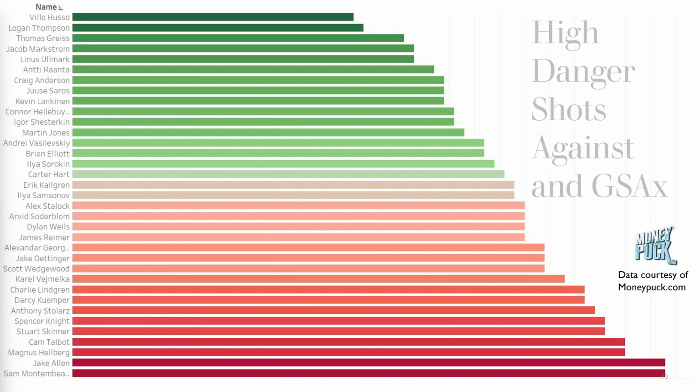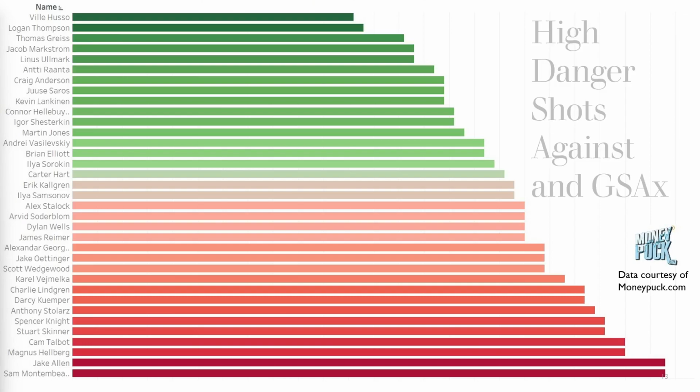Now you also see a few waiver options here. Antti Ranta, Craig Anderson, Kevin Lankinen, Martin Jones, Brian Elliott, Eric Shalgren. All of these guys play for teams that are limiting high danger chances against, which gives these guys a chance to perform for your fantasy team. And they're also saving more than they're expected to as well. So any of those guys should be on your radar for weekly or daily streaming options depending on matchup and scheduling.